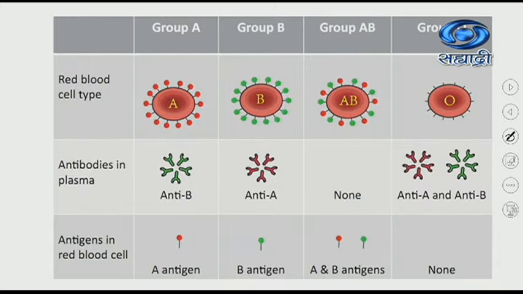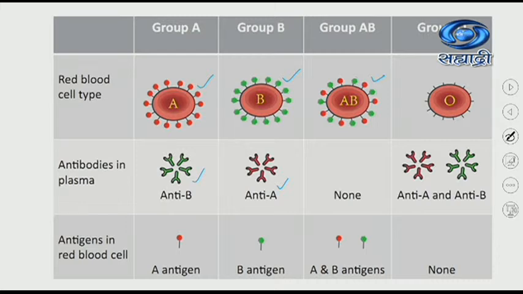Look at this chart, beautiful chart. Blood group A, antigen A. Blood group B, antigen B, shown in green color. Blood group AB, both antigens, red and green, are there. Blood group O, no antigen. Antibodies here are represented by capital letters, but usually antibodies are represented by small alphabets. In blood group A, antibodies are b. In blood group B, antibodies are a. In AB blood group, no antibodies are there. In O blood group, both antibodies are there. So I hope you understood.